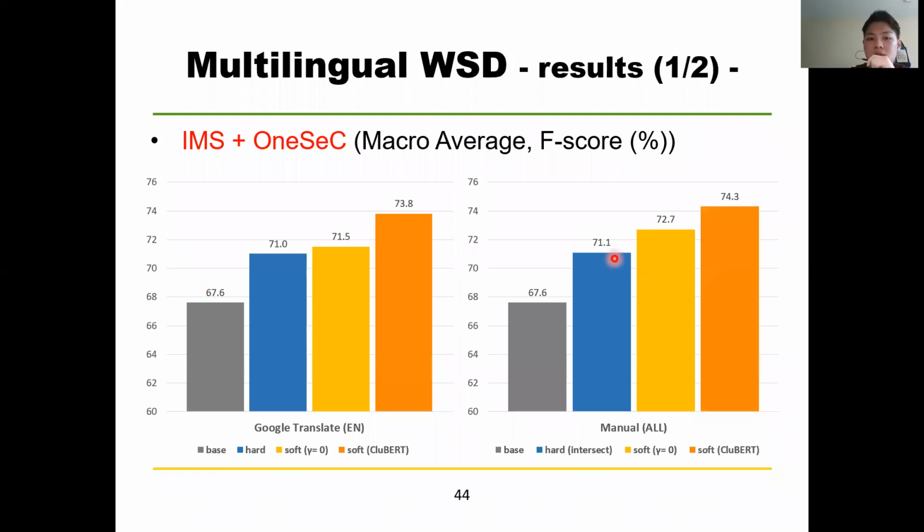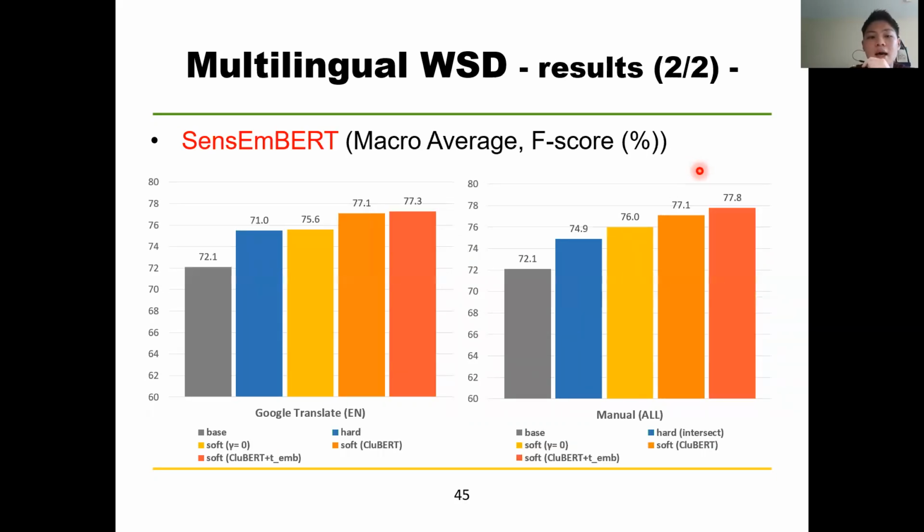So here are the results using IMS with OneSec. For both Google Translate and manual translation, we can get a great improvement over the base system. And especially SoftConstraint using sense frequency information from CoarseBERT shows the best results. And also surprisingly, using Google Translate shows a similar improvement compared to manual translation, which indicates the robustness of our method, especially SoftConstraint.